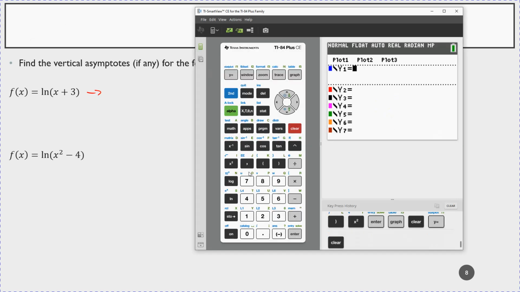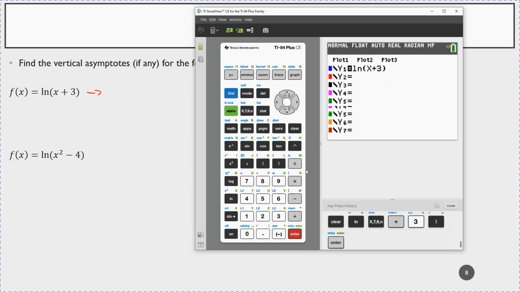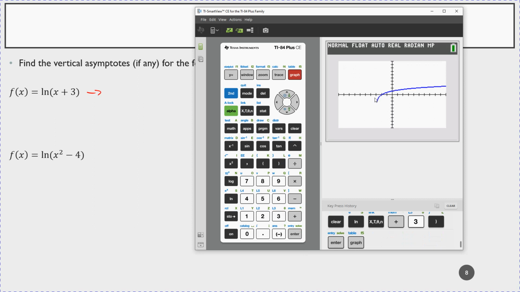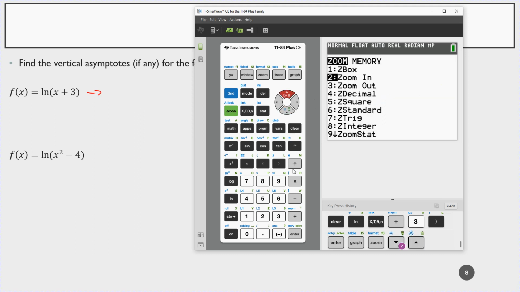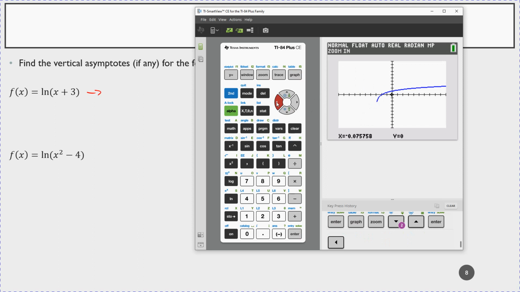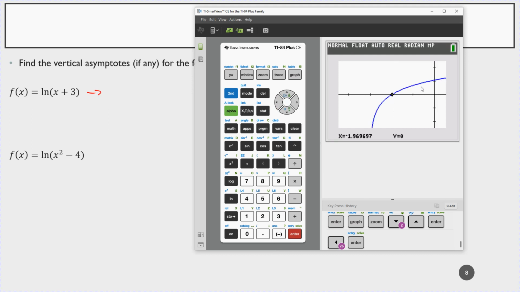So clear this out. We're going to do the natural log of x plus 3. You can see here, notice how it stops here. Well, in your graphing calculator, when it stops here, if I were to zoom in, let me even just move over and get closer to that so you can see. Like what's happening as you get closer to negative 3, you're butting up against an asymptote there. Okay, so there's a vertical asymptote. Even though there's no graph on the other side, there's a vertical asymptote at x is equal to negative 3 here.